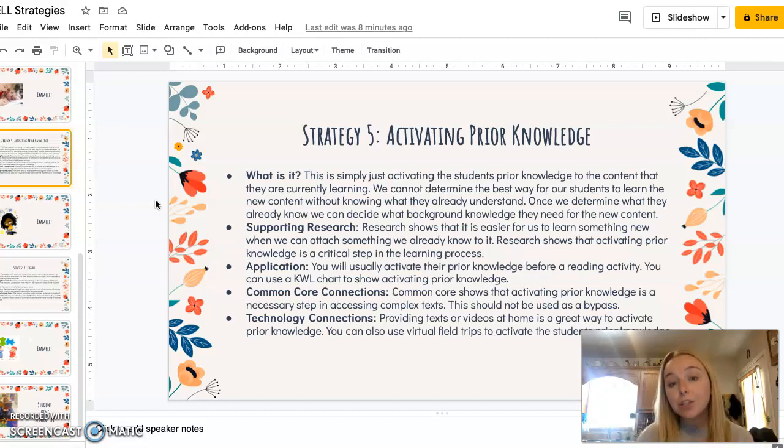So for the application, you can always activate their prior knowledge before a reading activity. And you can also use a KWL chart to activate their prior knowledge because know is the K in that. For Common Core standards, it shows that activating prior knowledge is a necessary step in accessing complex text, but should not be used as a bypass. It should just be help. It should be used as a tool.